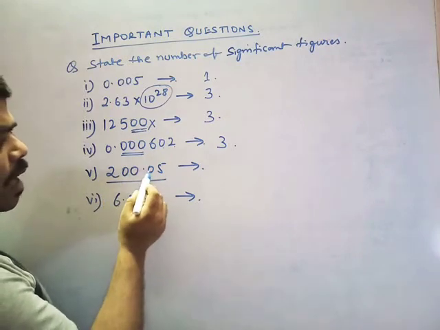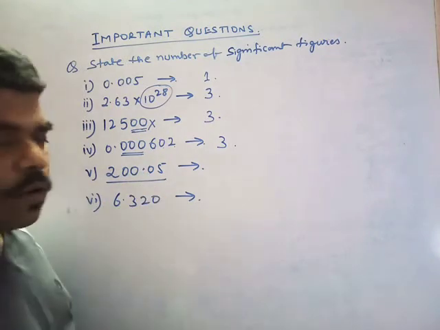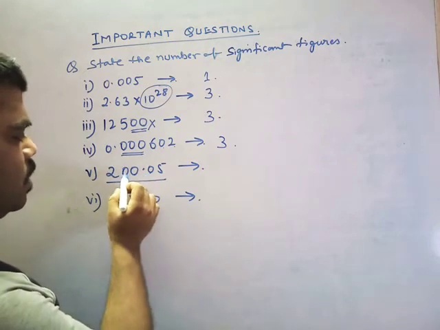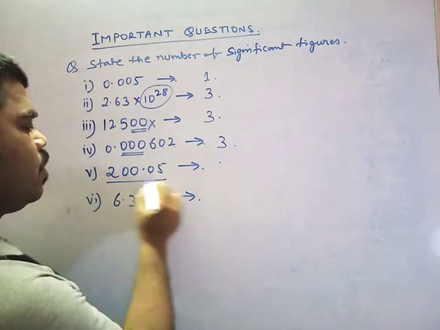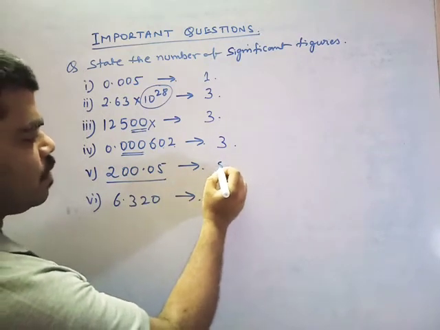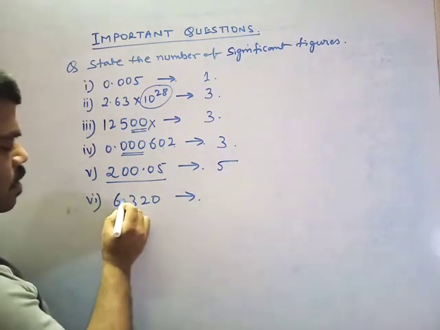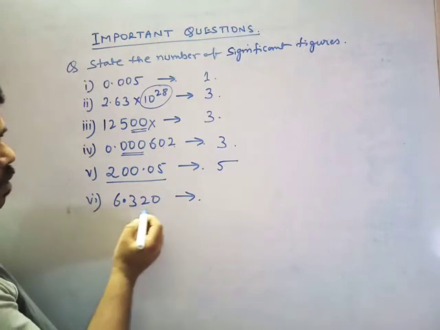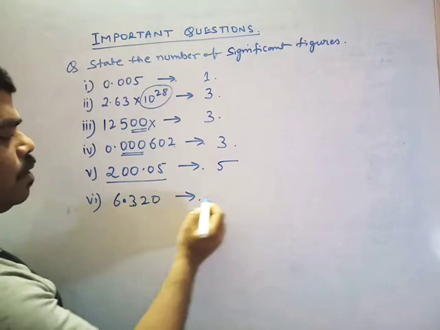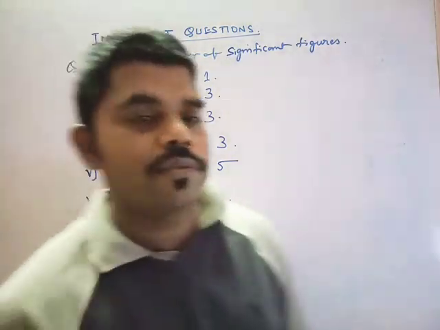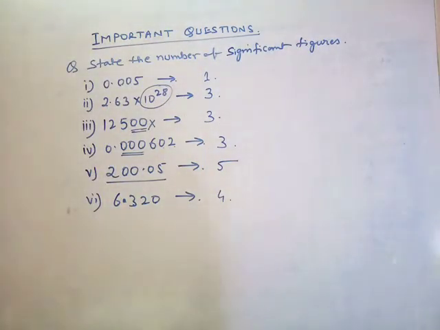About this 2000, as you know, after decimal 0 will never count, but this 0, these and these are between the two non-zero digits. Therefore they all will count, and I will say 3 to 5. Here this is 6.320. So definitely this 0 will count after decimal. So I will write 1, 2, 3 and 4 numbers are there. 4 significant numbers are here.